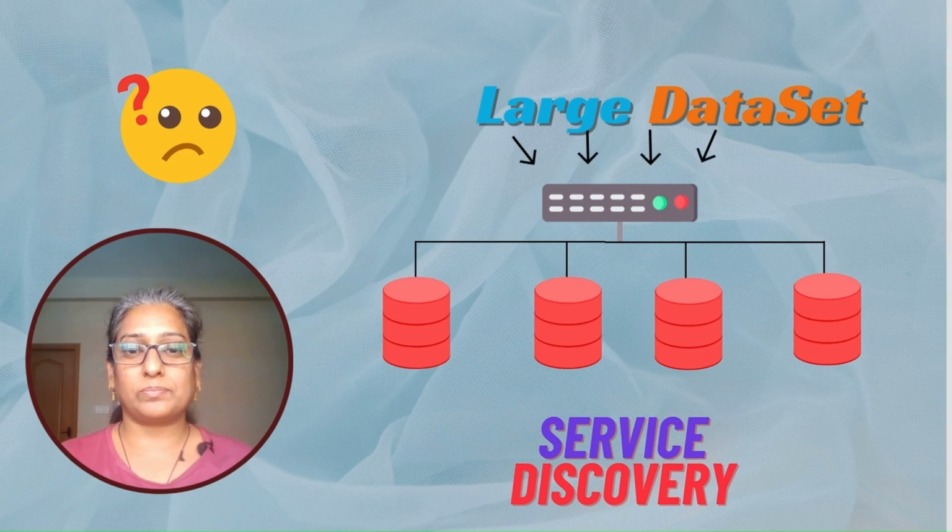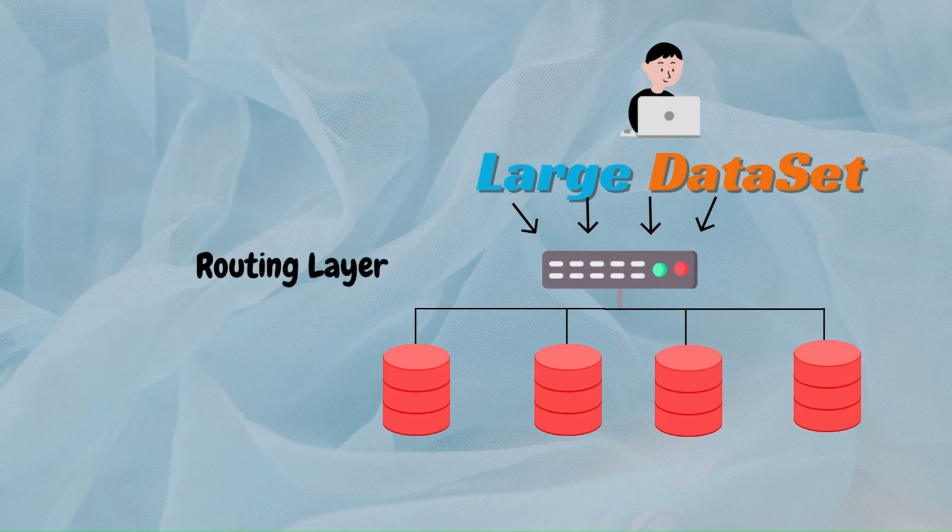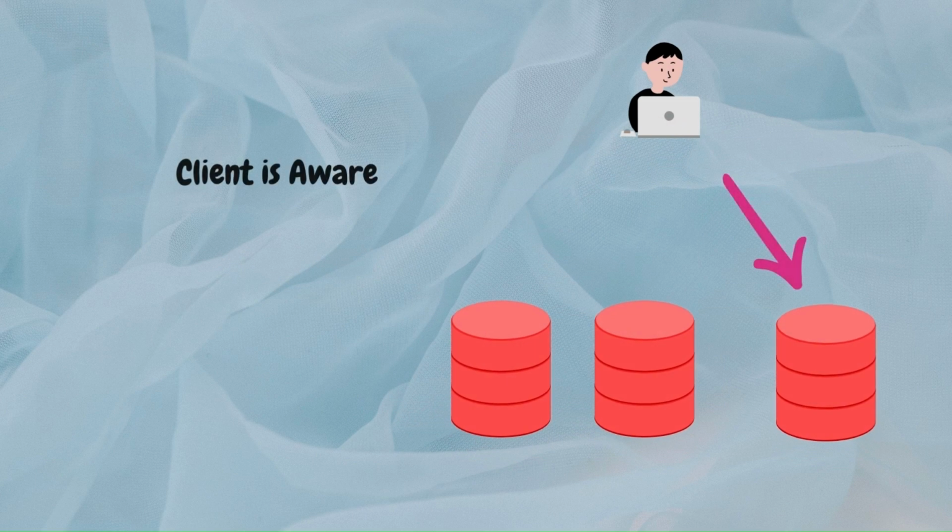Let's discuss them. In one approach, clients can request any node. If it does not have the data, it forwards the request to the correct node. Another approach is using a routing tier. Requests are sent there first, which then directs them to the appropriate node. And the last approach is that the clients already know which partition is on which node and can connect directly.